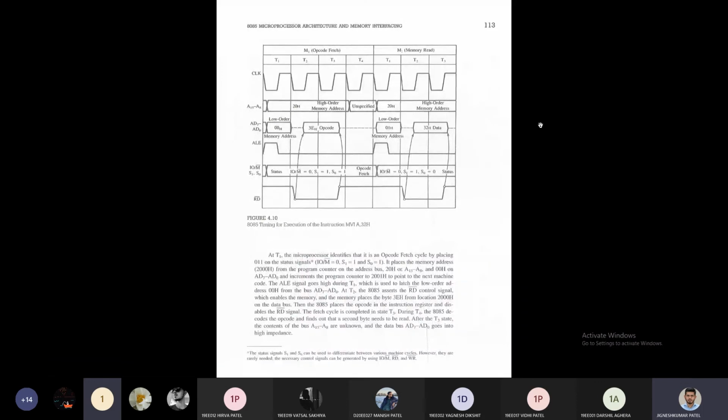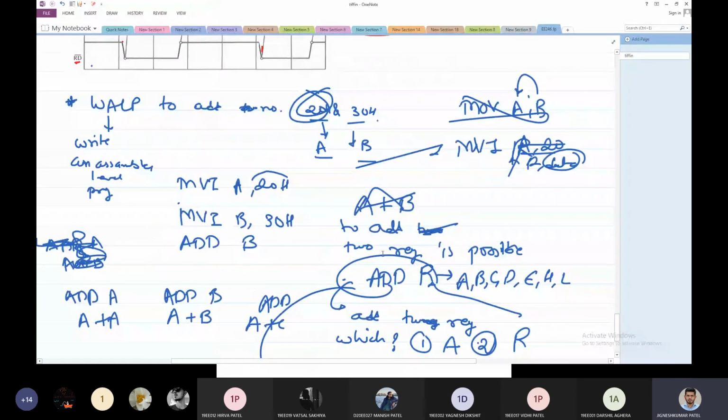I have a question for you. What is the size of this instruction, ADD? Like MOV is a 1 byte instruction, MVI is a 2 byte instruction. What would be the size of ADD? How many bytes would the ADD instruction be? Sir, 3 byte. Why 3 byte?